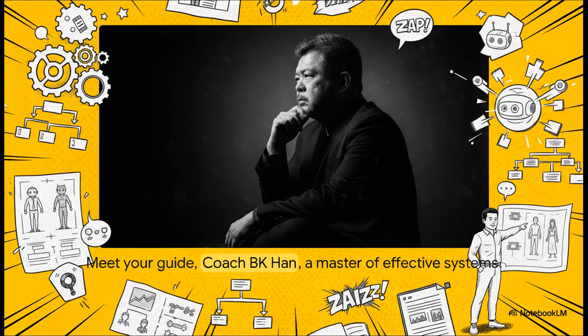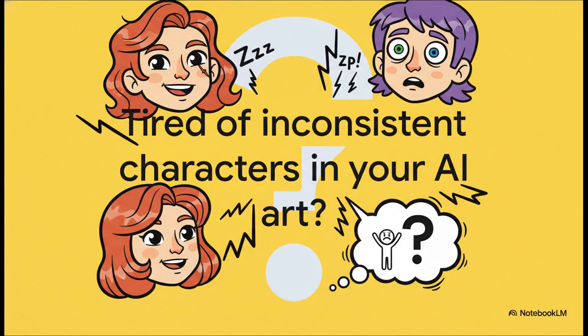So yeah, as Coach BK Han, my whole world revolves around thinking strategically and building systems that just plain work. And that's exactly what we're going to do today. We are going to build a system to finally get those consistent characters we've all been dreaming of. I mean, you've been there, right? You spend all this time creating the perfect character, and then the very next image, they look like a totally different person. It is so frustrating. Well, guess what? That problem, we're going to solve it today.